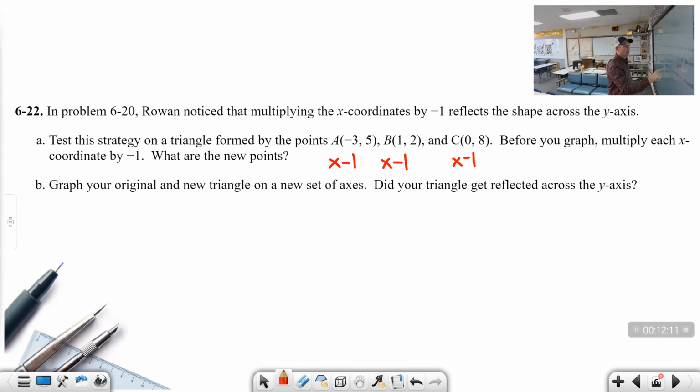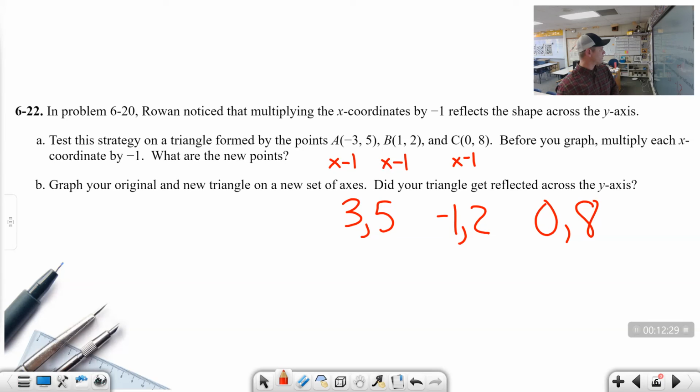So here we go. Negative times negative, positive 3. Positive times negative, -1. 0 times negative, still 0. Plot those points. And what I want you to ask yourself is, did it get reflected over the y-axis? It looks a little bit different though, doesn't it? Because see, you are used to thinking, oh, what's on this side of the mirror goes to the other side of the mirror. But what happens when the mirror is in the middle? Well, both sides got reflected to the opposite side.